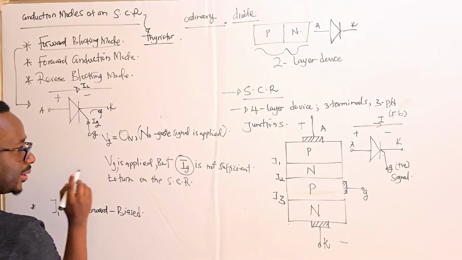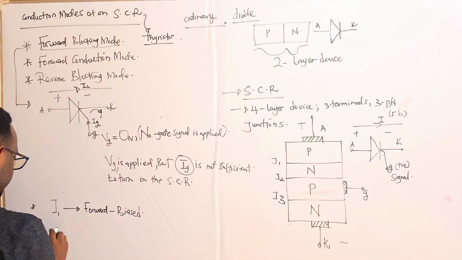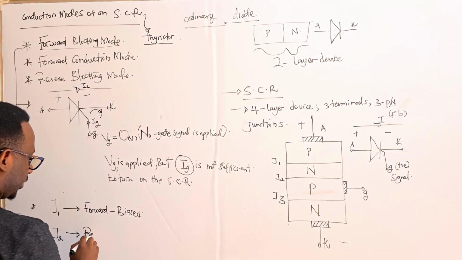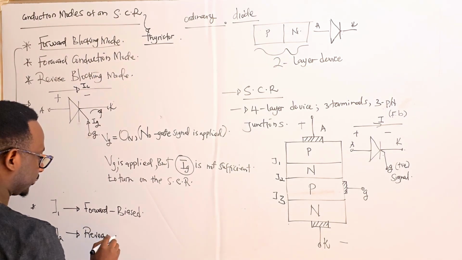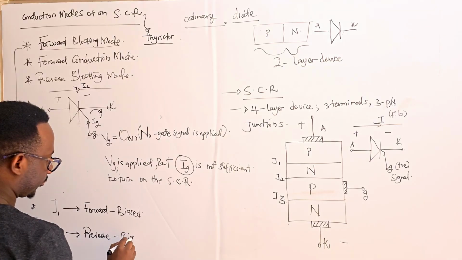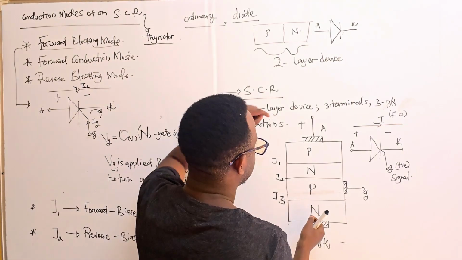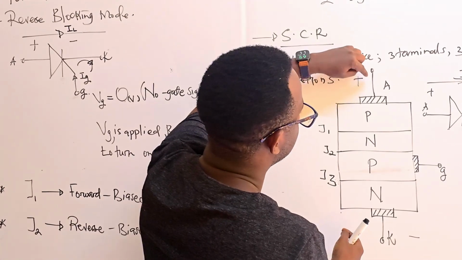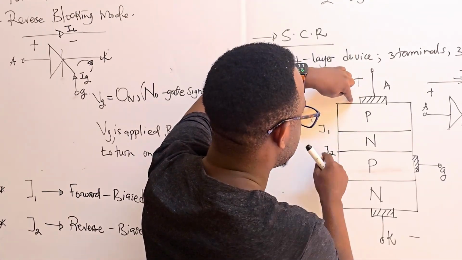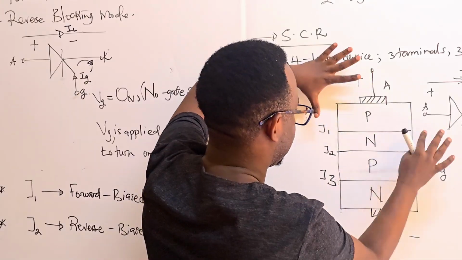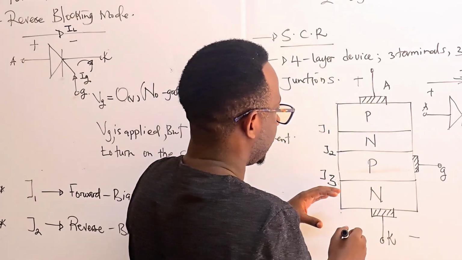Now, but J2 is reverse. How this works is, imagine we have placed this positive. The moment we do that, no matter what happens on the other side, it simply means positive to positive. So the first junction is going to be forward biased.